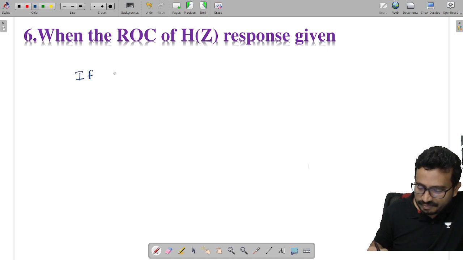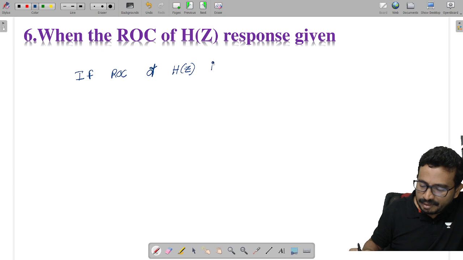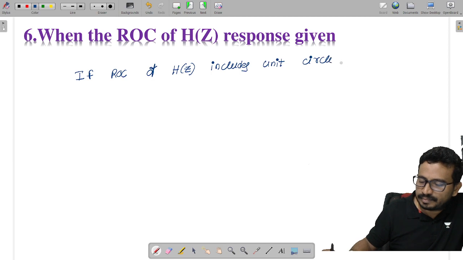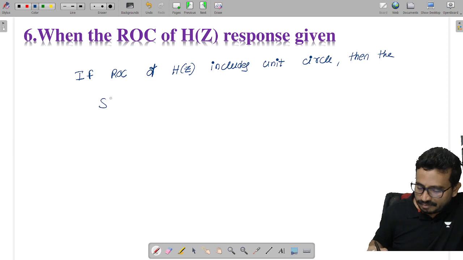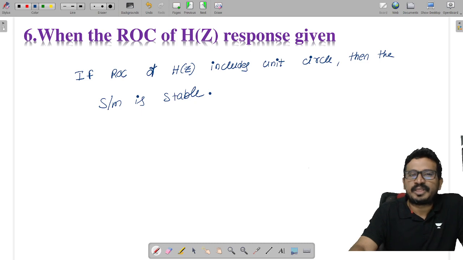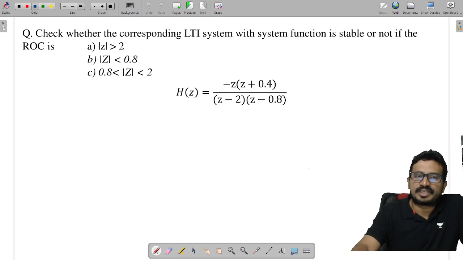If the ROC of the transfer function H of Z includes the unit circle, then the system is stable, if not, unstable. Simply, ROC includes the j omega axis previously, now it is the unit circle.